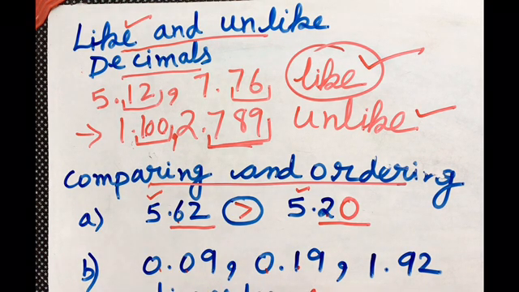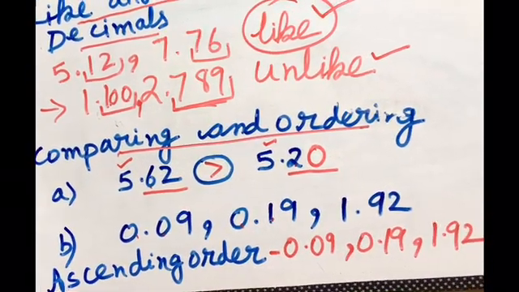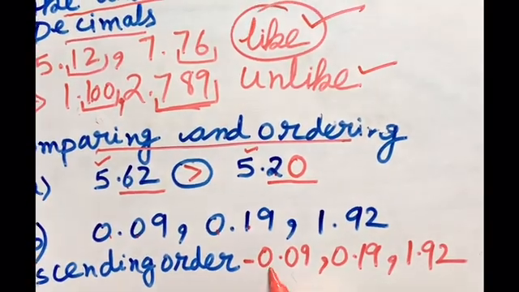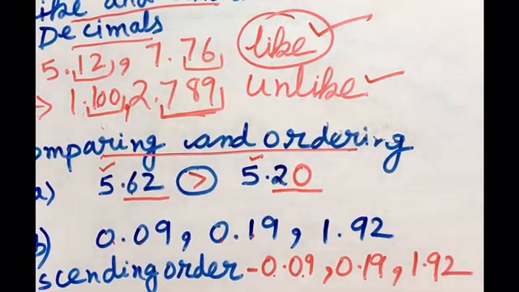Next, example, ordering. The same way we will have to make them like. Then we will start comparing these numbers from the highest place value digit. So in this we have to do it for 0.09, 0.19 and 1.92.